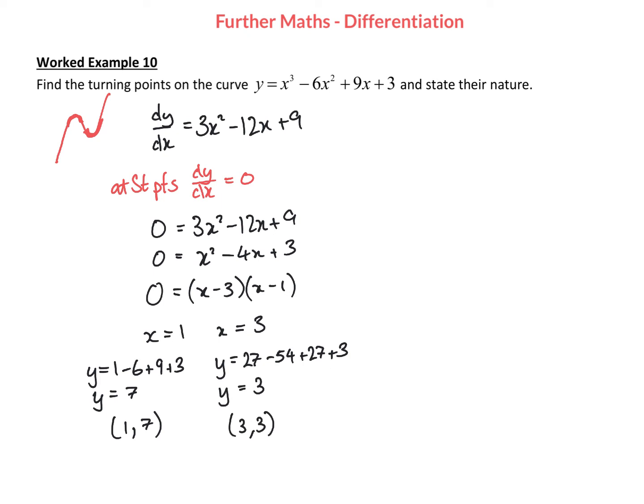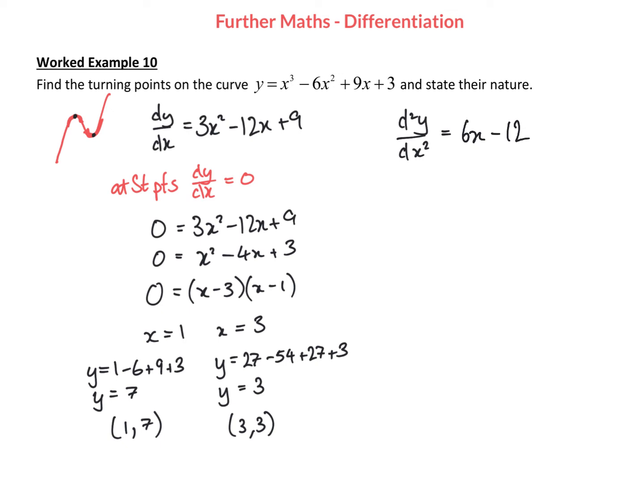Now those are our stationary points, and I can see 1, 7 is above 3, 3, so it makes sense that the left-hand one's going to be a maximum and the right-hand one's going to be a minimum. But again, I need to prove it, and the way I prove it is by looking at the second differential, d squared y by dx squared. So we're going to take our dy by dx and we're going to differentiate this. So 3x squared differentiates to give 6x, minus 12x to minus 12, and 9 differentiates to give 0.